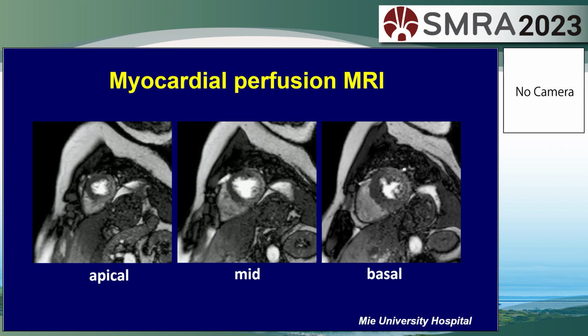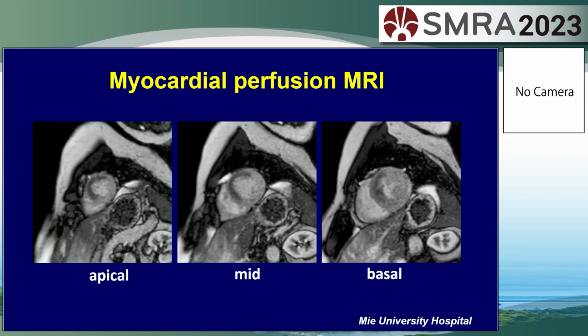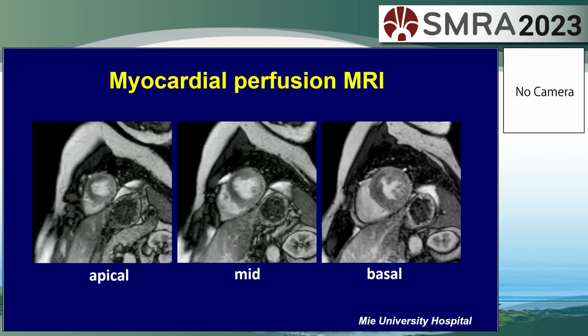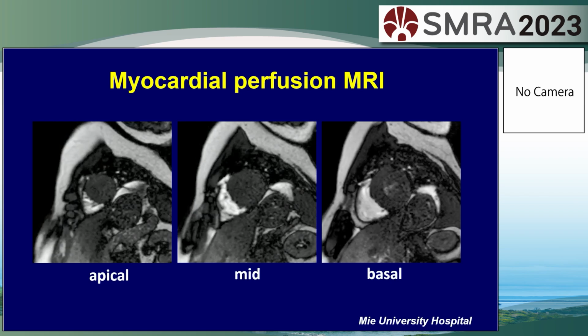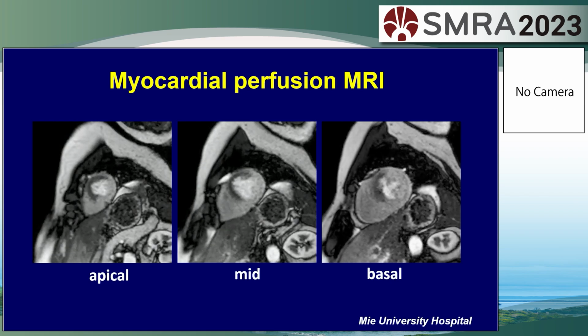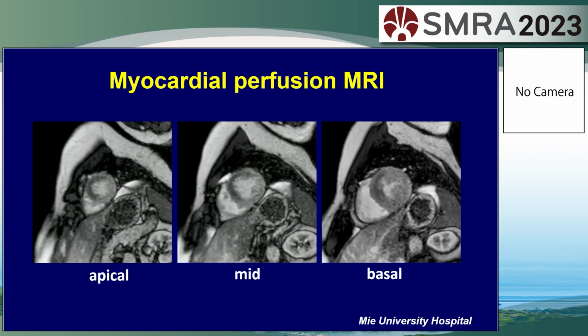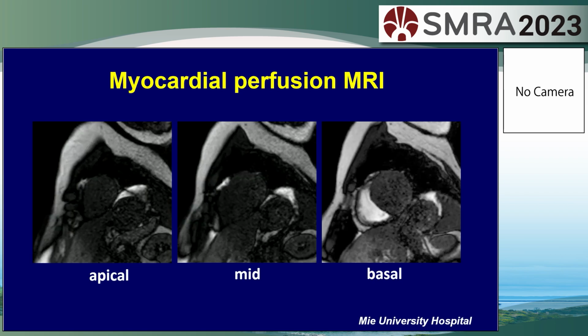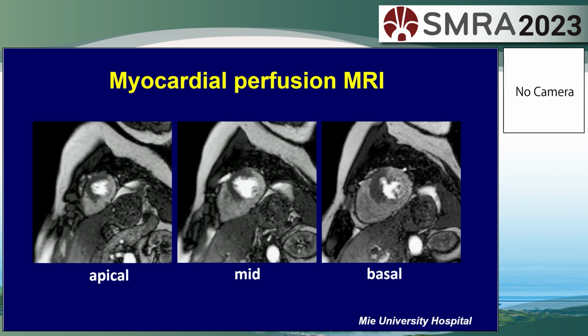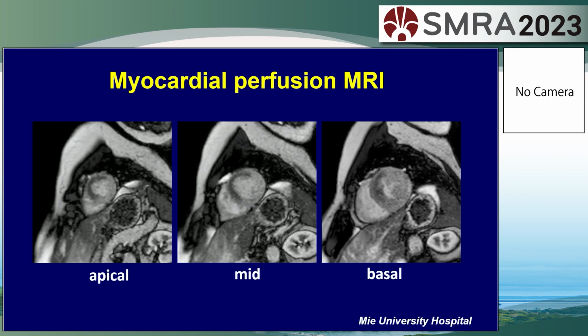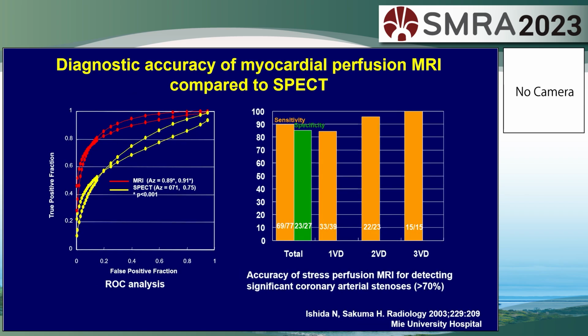Moving to the myocardial perfusion, this is a typical stress myocardial perfusion image with myocardial ischemia in the anterior wall to the septum caused by the significant stenosis in the LAD territory. At Mie University Hospital, we have been doing stress perfusion MRI as a routine diagnostic tool for more than 20 years.